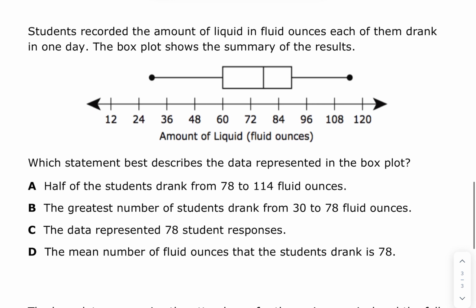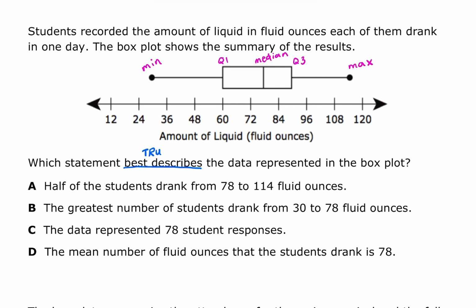All right. Let's go to this next one. So students recorded the amount of liquid in fluid ounces each of them drank in 1 day. The box plot shows a summary of the results. So let's label what we have first. So remember, we have minimum, we have maximum, we have median, Q1, and Q3. Okay, so let's actually answer the questions. So it says, which statement best describes these data represented in the box plot? So when it says best describes, it means which one's true.